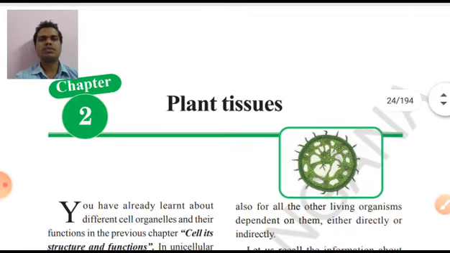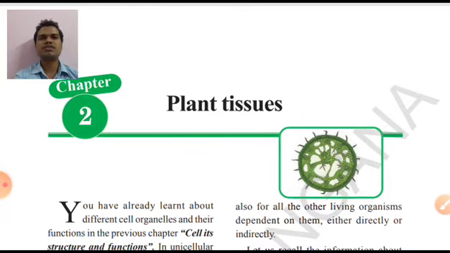Now chapter number 2, plant tissues. Till now we have discussed the basic structure, that is nothing but the cell, and we have observed its components also, what are the parts present inside it. Now here we are going into some deeper information about the cells. Whenever two or more cells are combined together, they are said to be tissues.